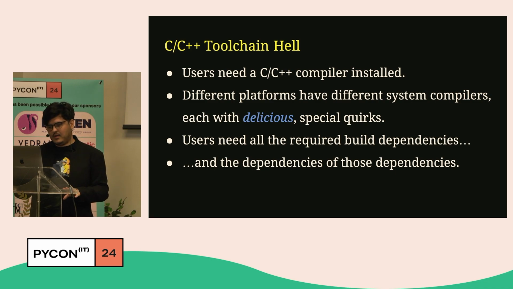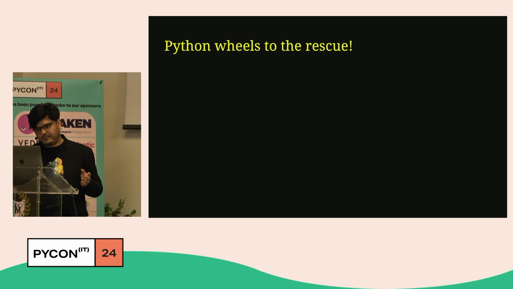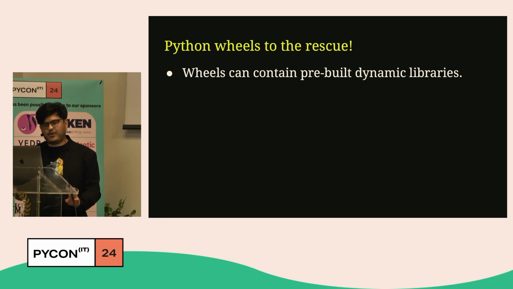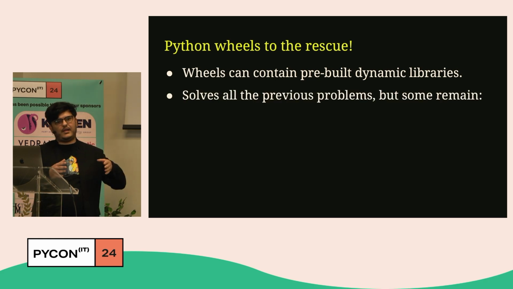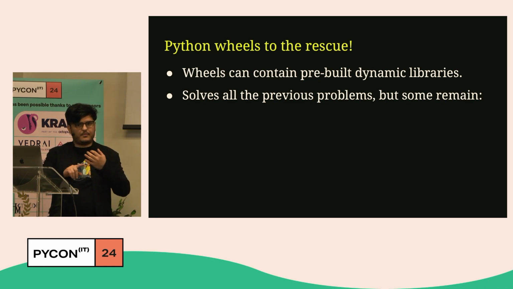And so Python solved it using wheels. Python wheels to the rescue. Python wheels can contain pre-built dynamic libraries. And this solves all the previous problems because users now get a pre-built binary. They don't have to build it themselves. They don't need build dependencies. They don't need a C++ compiler. They don't have weird systems where things don't work for whatever reason.